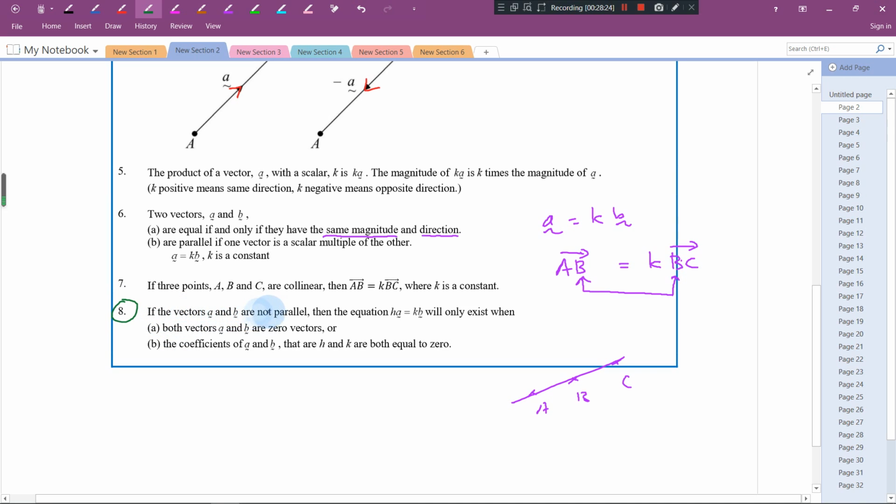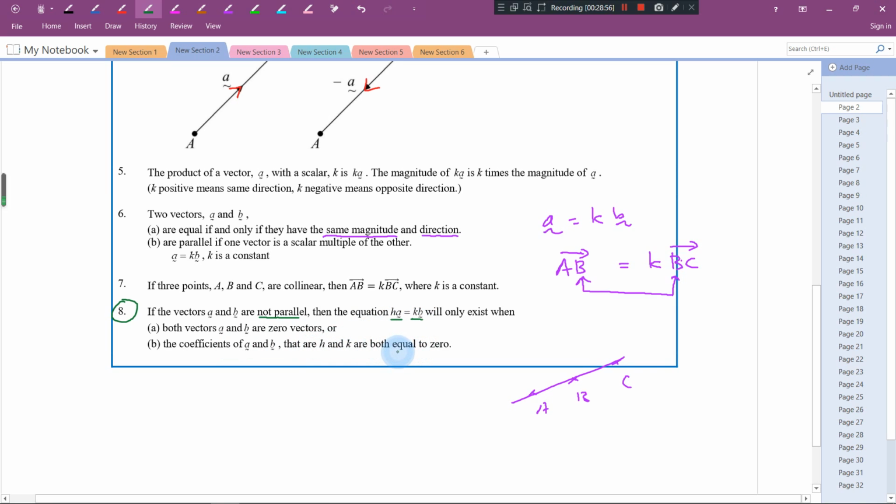If the vectors A and B are not parallel, HA and KB will only exist when... if they are not parallel, actually we cannot write like this. But if you insist on writing like this, there are two conditions. First, it will only exist when both vectors A and B are zero vectors. If they are zero vectors, then you can write like this, even though they are not parallel. And the second condition is that the coefficients H and K are equal to 0.